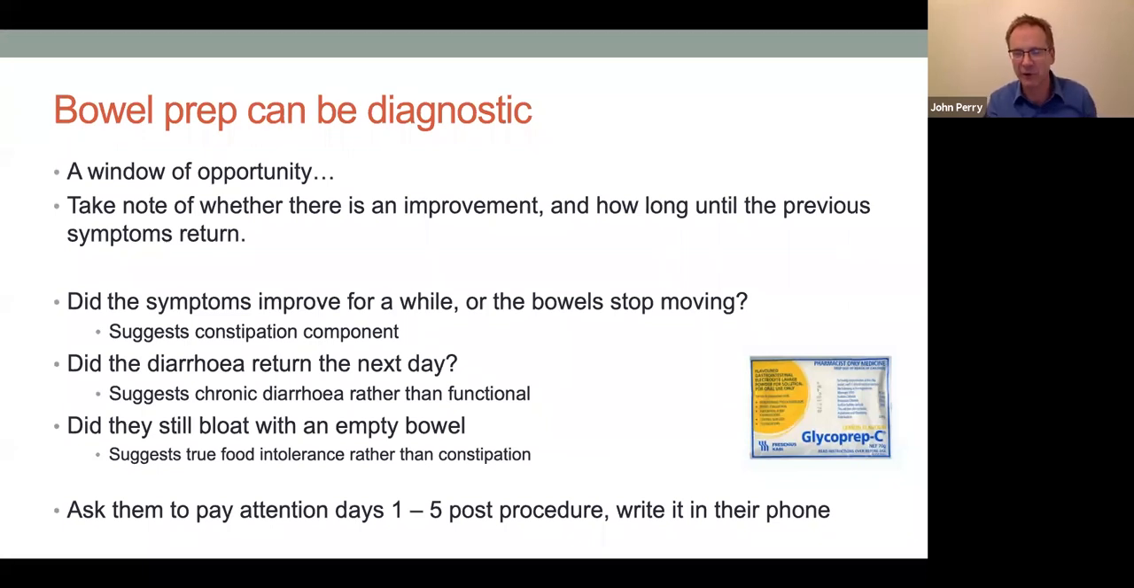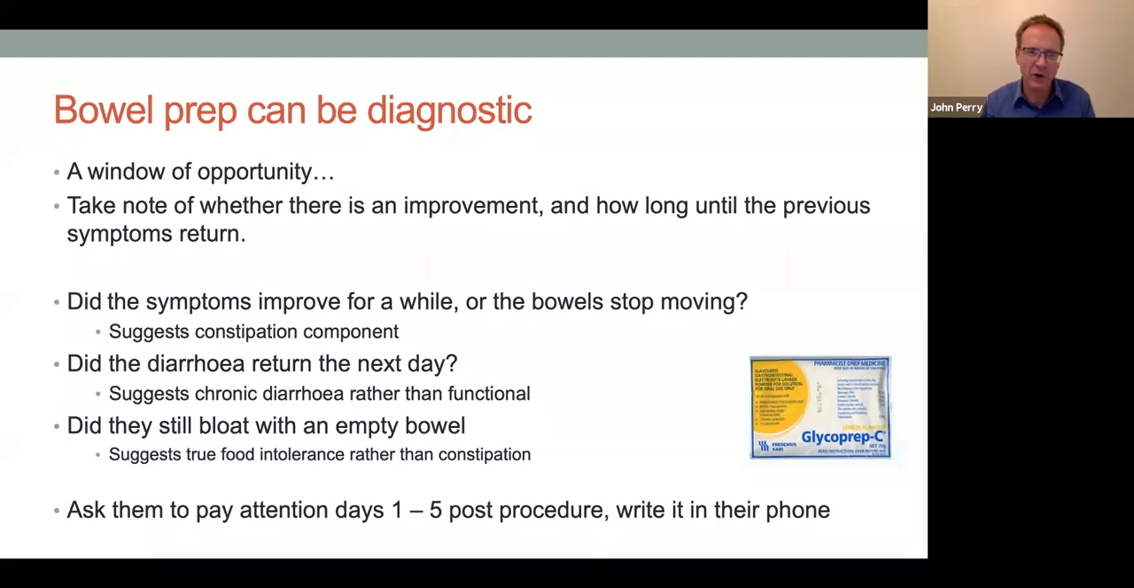And they need to write it in their phone, because if they had a constipation-driven problem, it'll go away. So they probably won't come back for the follow-up. We get them to write down what happened in their phone so that they won't make it up when they're talking to you. Oh, I think I was this, that. So I'll always get people to do this and take note, and that's gold at that moment. That will send you in different directions depending on what happens in the days after the bowel prep.